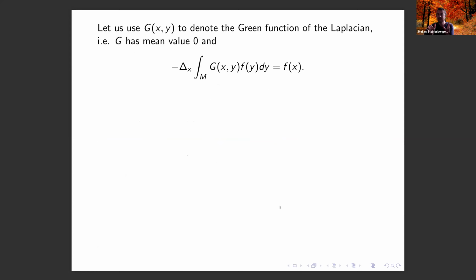P equals 2 is my favorite case. L2 is the nicest, and W2 is also really nice. And I'll give you a connection between all these things and energy minimization problems that have been studied sort of independently.